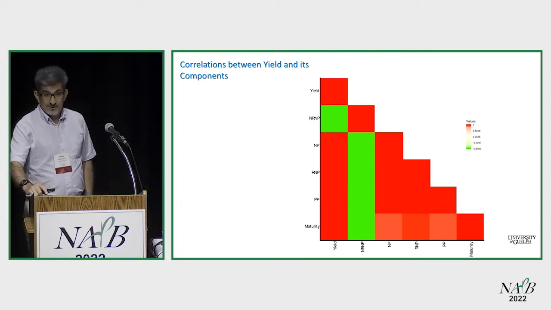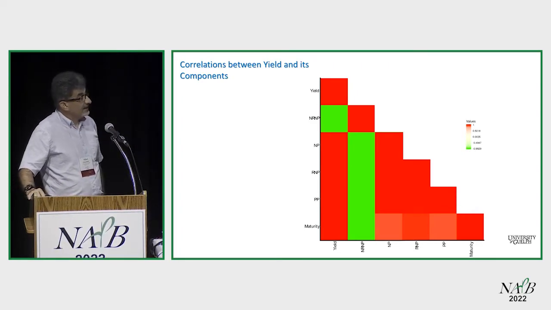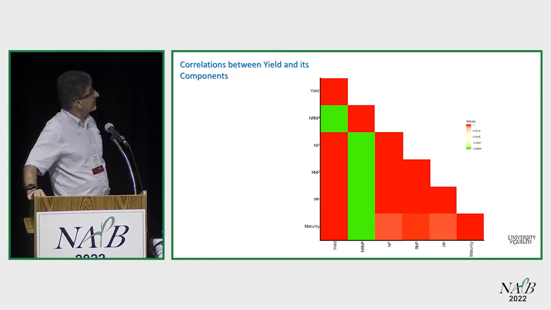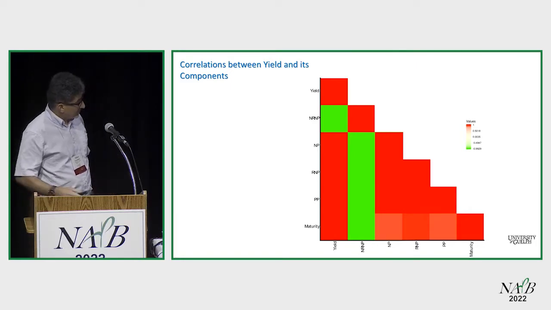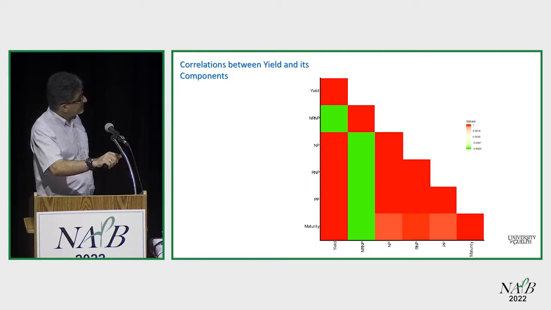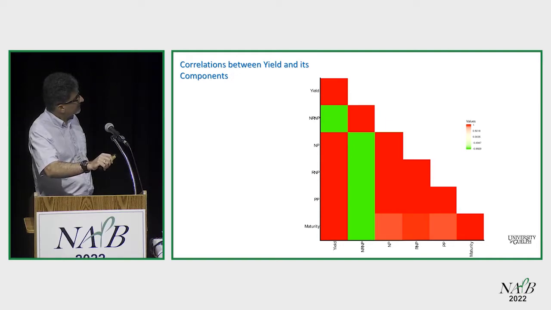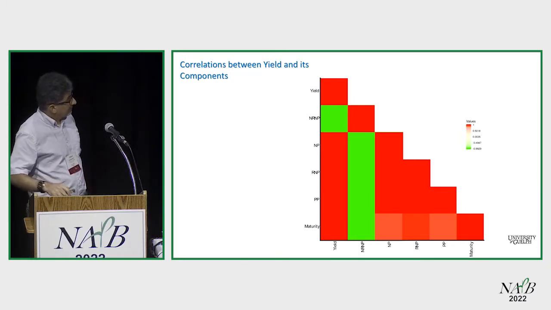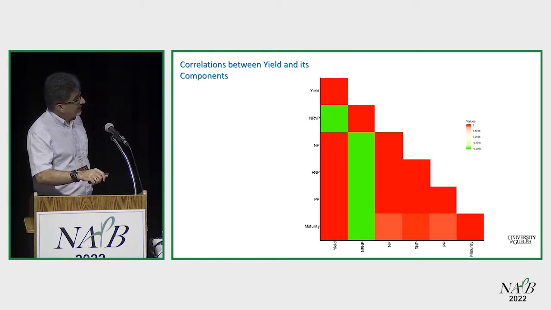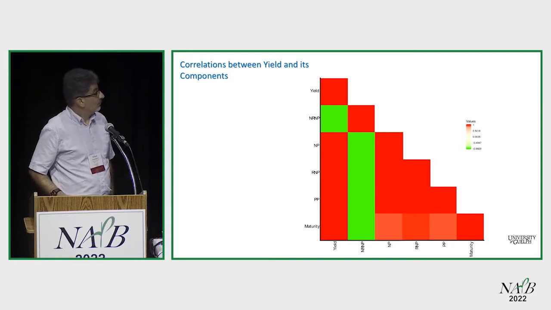Before going to the results, I would like to take a look at the nature of the data that we have. First, this heat map shows the relationship between yield components and yield, and also the relationship among those yield components. As you can see, yield has a strong positive relationship with all the yield components, except the number of non-reproductive nodes, which is also negatively associated with the other yield components. The reddish is the positive and green is the negative correlation.